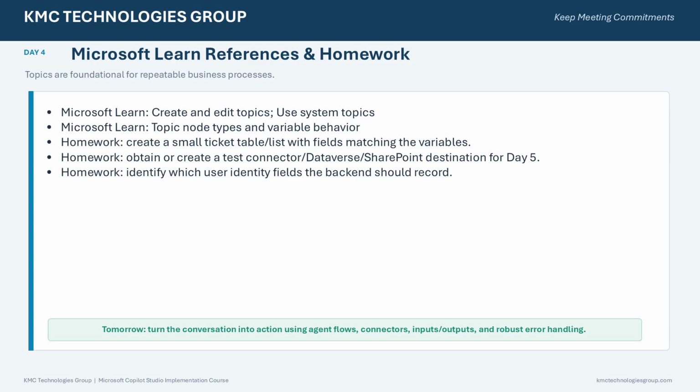The user should see a confirmation step. Cancel and edit paths should be tested. Fallback and system topics should be reviewed. And the complete conversation test matrix should pass.